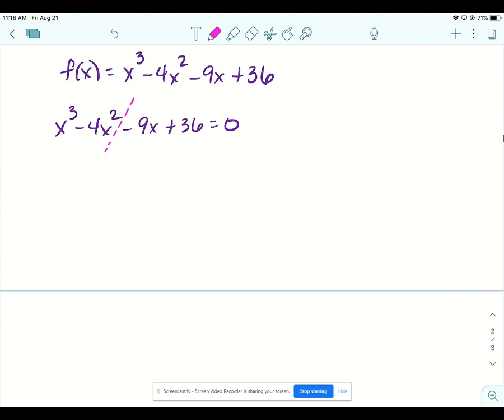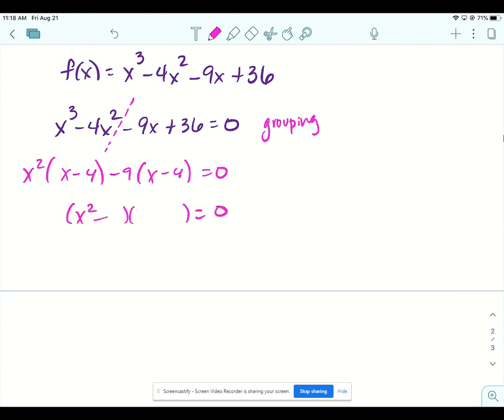So since this one has four terms, we're going to solve it by factoring by grouping. All right, so we factor a common factor out of each group. And then what you factored out goes in one set of your parentheses. That's one factor. What was left over is the other factor. And then we find what makes this equal to 0.